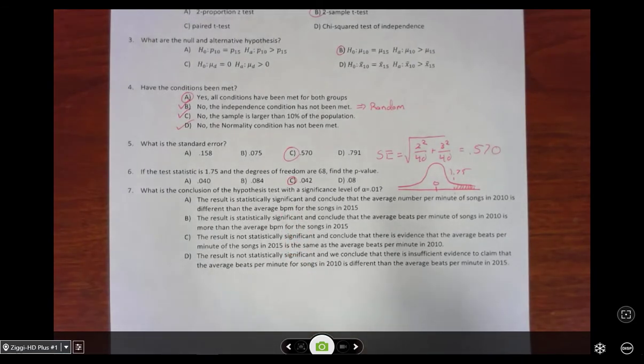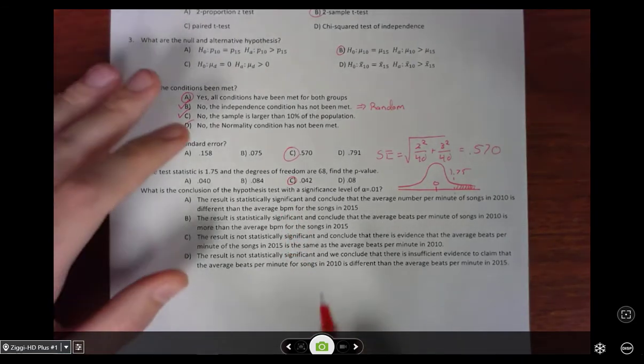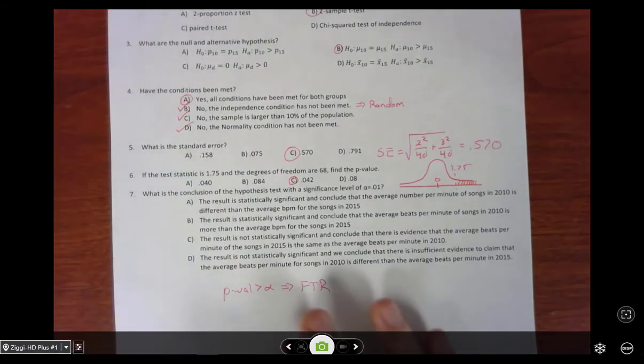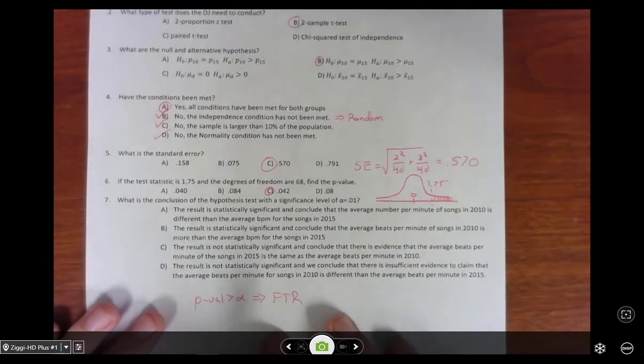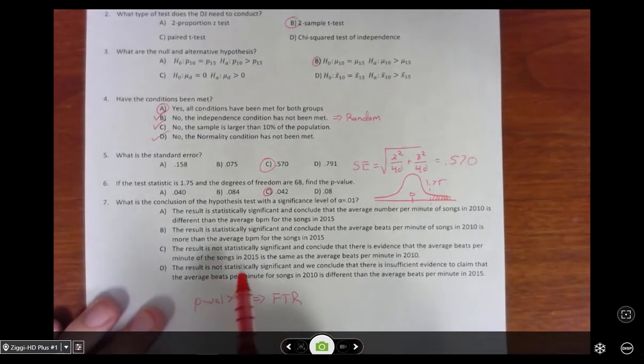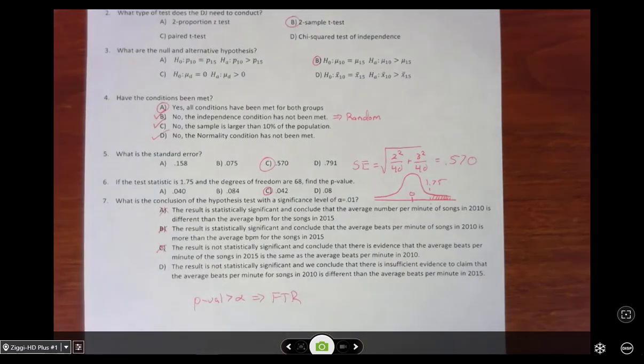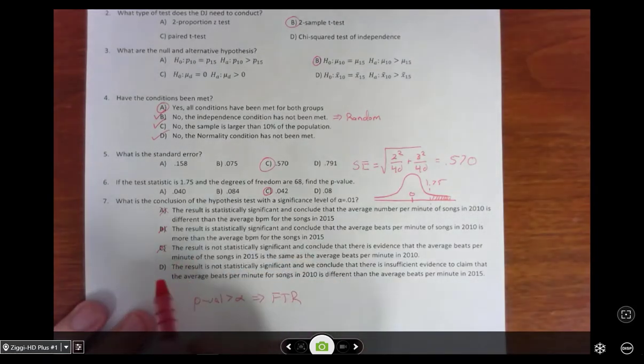Then we want to know the conclusion of the hypothesis test with a significance level of 0.01. Well, our p-value is greater than our significance level, so we're going to fail to reject the null hypothesis. So if we fail to reject the null hypothesis, the results are not statistically significant, so that rules out A and B. C says the result is not statistically significant, and concludes that there is evidence that the average beats per minute per song in 2015 is the same. So C is wrong, because since our p-value is larger than our significance level, we lack evidence for anything. We never have evidence in favor of the null hypothesis, just in favor of the alternative. So the only answer then would be D.